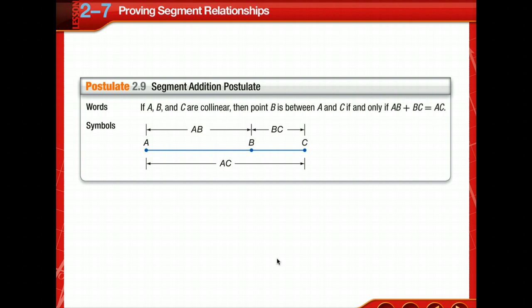And also today we'll be discussing the segment addition postulate. So it says that A, B, and C are collinear. Remember, they lie on the same line. If they are, then point B is between A and C only if AB plus BC equals AC. Okay, so add that to your postulate notes before you move on.